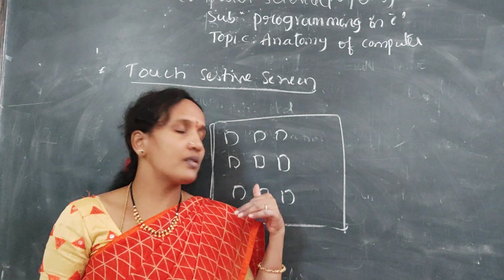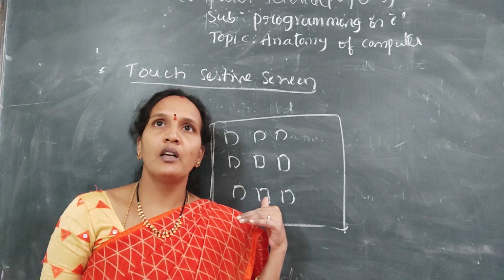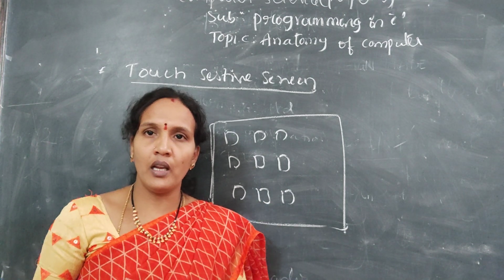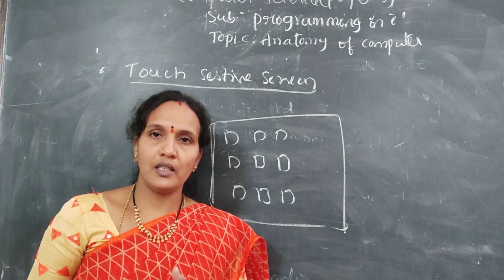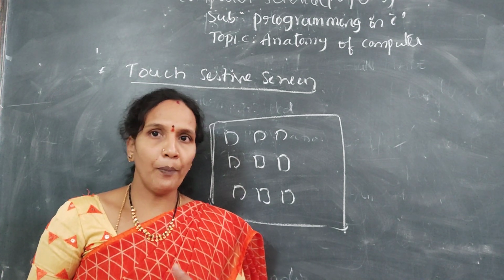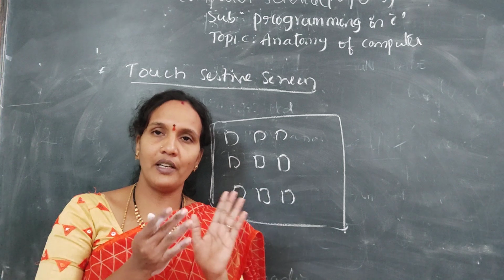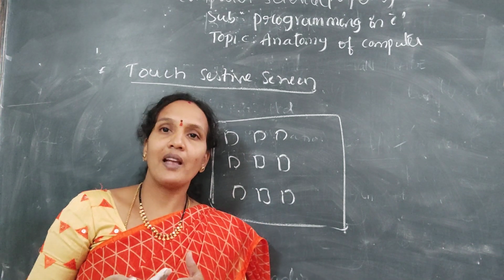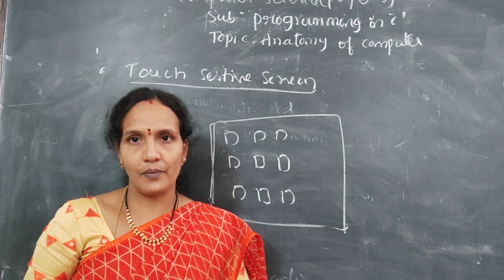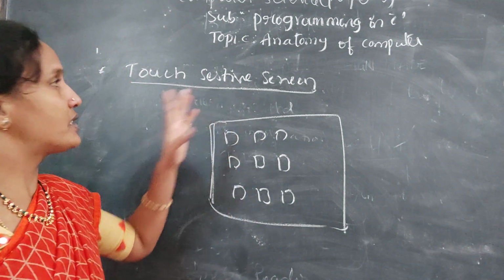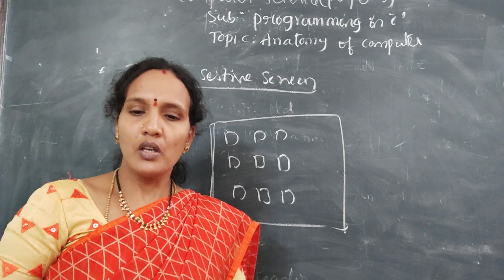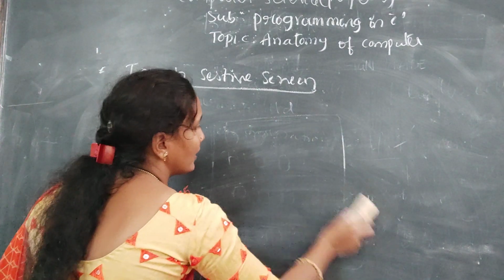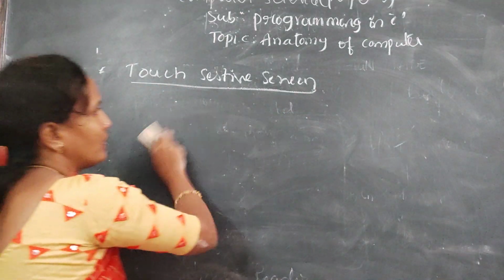The maximum this type of input we'll see is in ATM centers only. It is just like a monitor, but that screen is different. That is a touch screen. Whenever you touch any object on that screen, that will be given as an input to the system. So this is a touch sensitive screen. Whatever is there on that touch screen will be considered as an input.